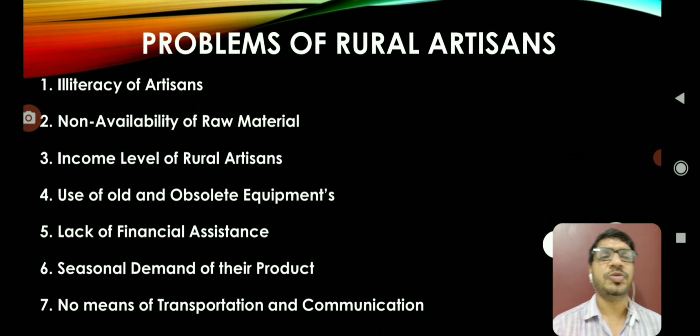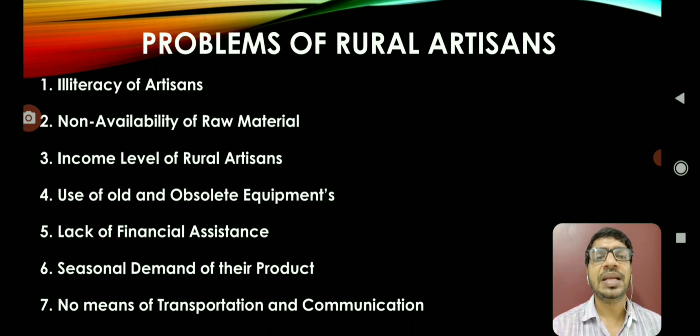What are the problems faced by rural artisans? Generally, most of the rural artisans are from very backward areas. So, illiteracy of artisans is the main drawback or problem we can find in many artisan families. Second one is non-availability of raw material. Generally, raw materials in this category are seasonal. So, they may be available for few months in a year. So, non-availability or supply of raw materials would be again a kind of problem for rural artisans.